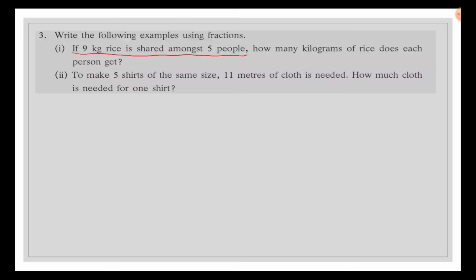Okay, so we have just seen in the first example that if there were 2 apples and 2 children, we were dividing 2 by 2. Okay, if there are 5 apples and 2 children, how were we writing it? We were writing 5/2, right? So there are 9 kg of rice and there are how many people? 5 people. How many kilograms of rice does each person get? Okay, so what we will be doing, we will be just dividing 9 by 5. So the answer will come. So we will be writing the answer like this. I am writing here for you all.